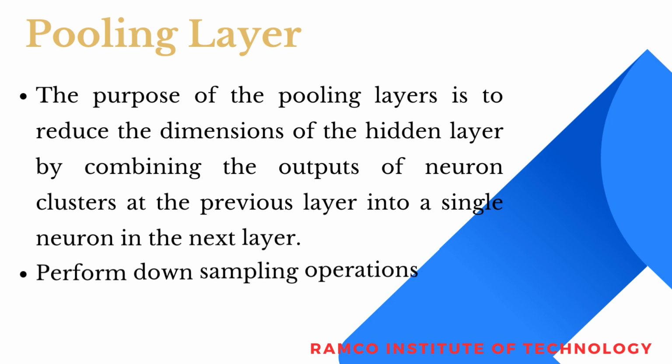Next one is the pooling layer. It reduces the spatial dimensions of the feature maps produced by the convolutional layers. Downsampling or max pooling is used to reduce the size of the output with minimal effect on the features extracted.